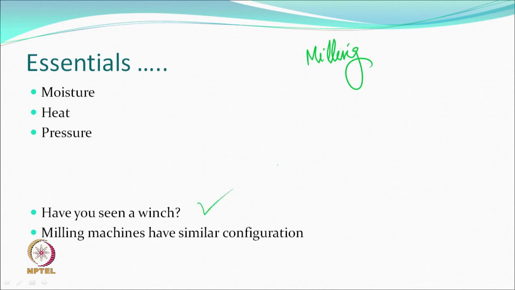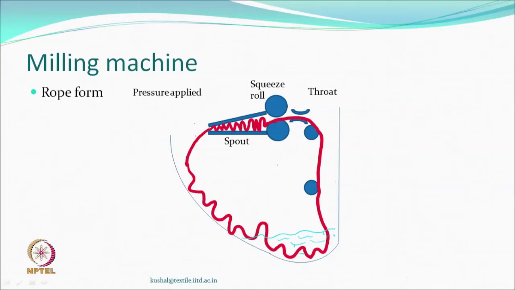Have you seen a winch? A machine which looks similar to a winch can be used to do this milling or fulling process. So the machine may look like this. The fabric in rope form, for that matter, can be milled. You can do it in open width also, but in this diagram which I have used, we are doing it in rope form, for example.